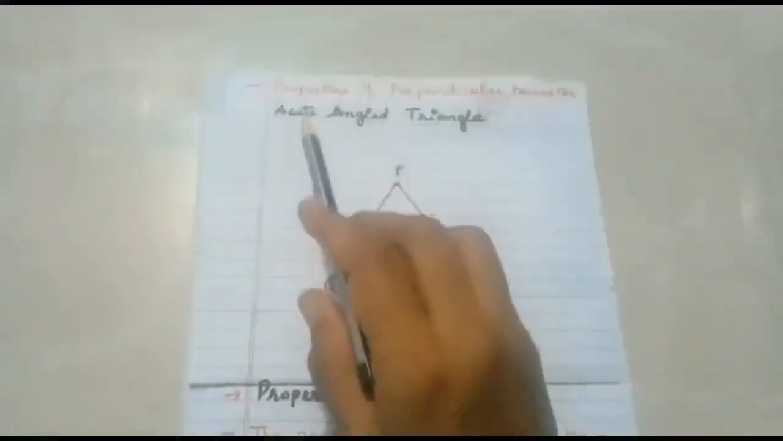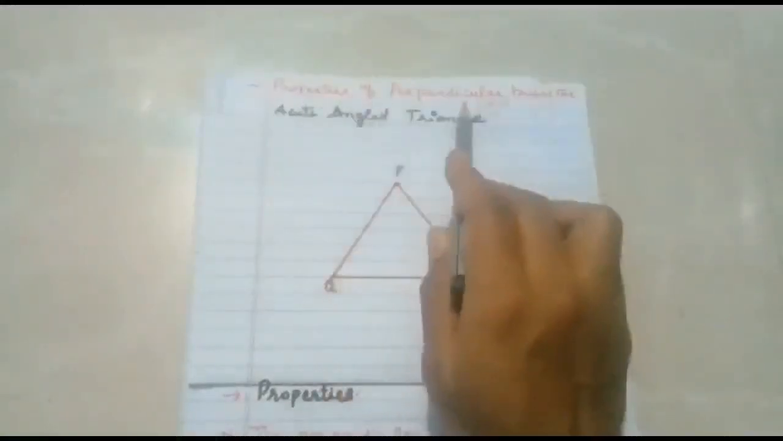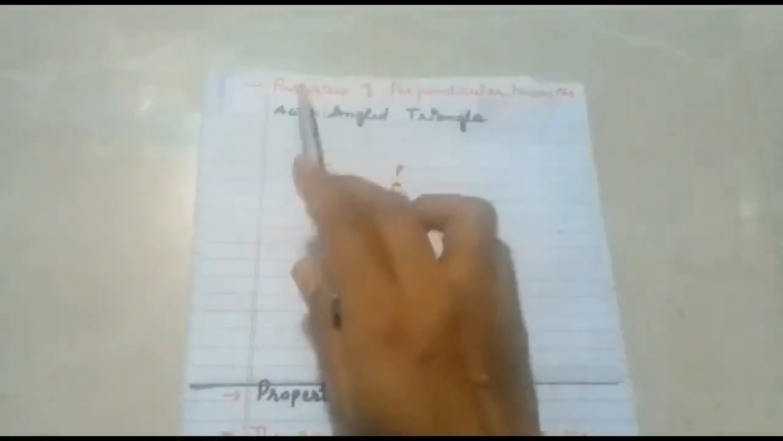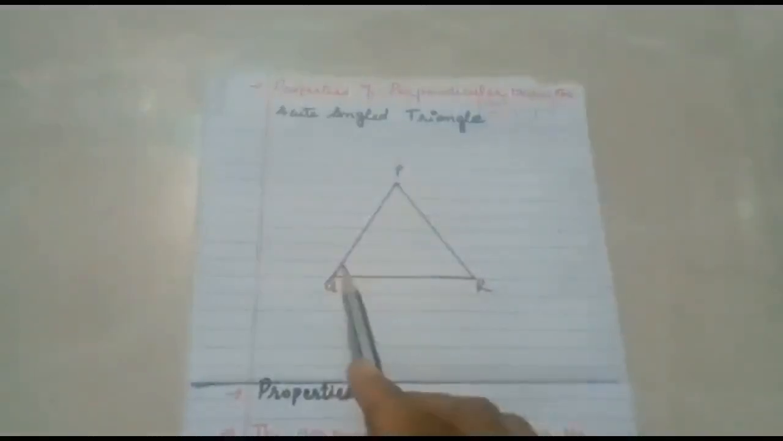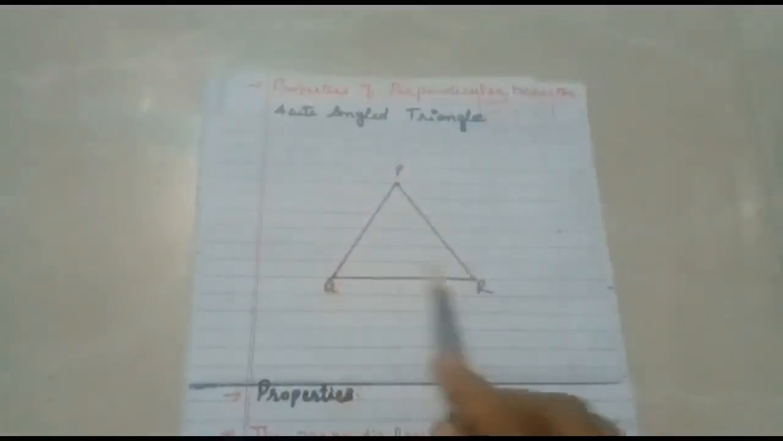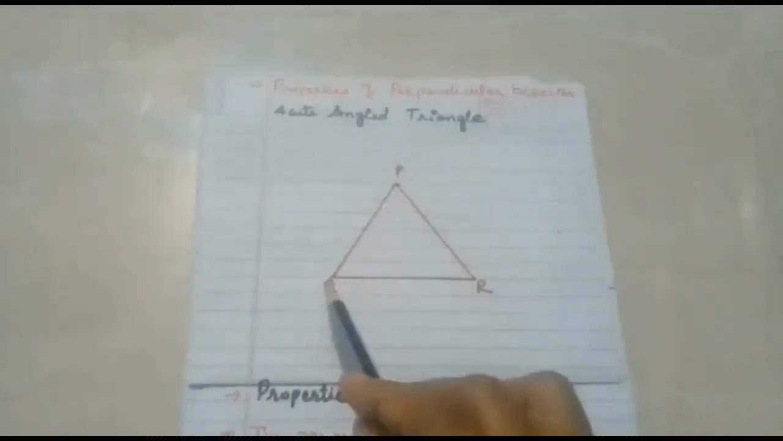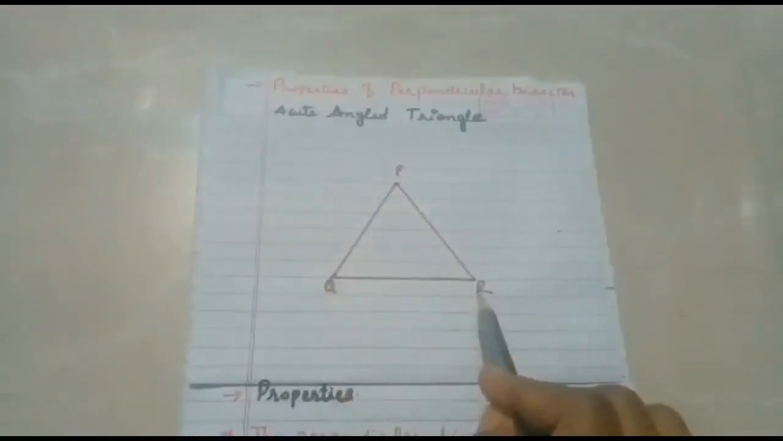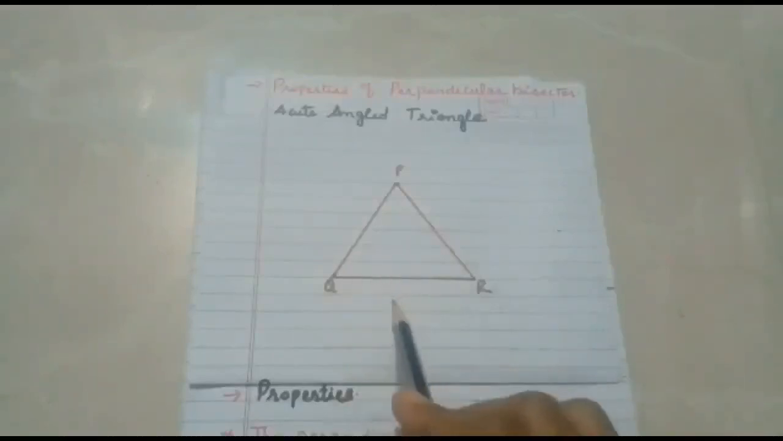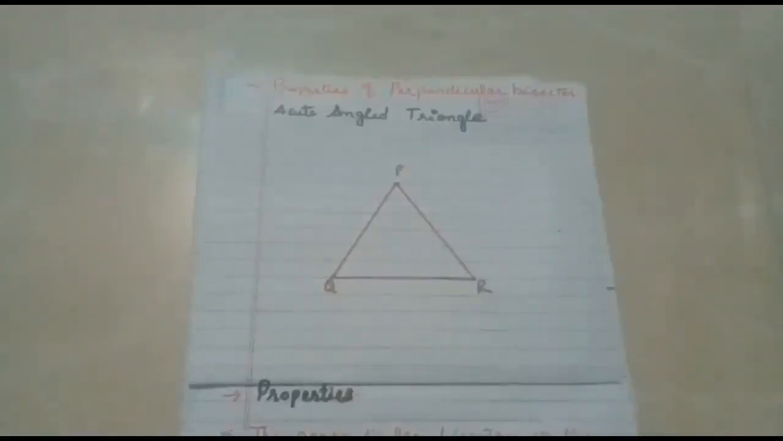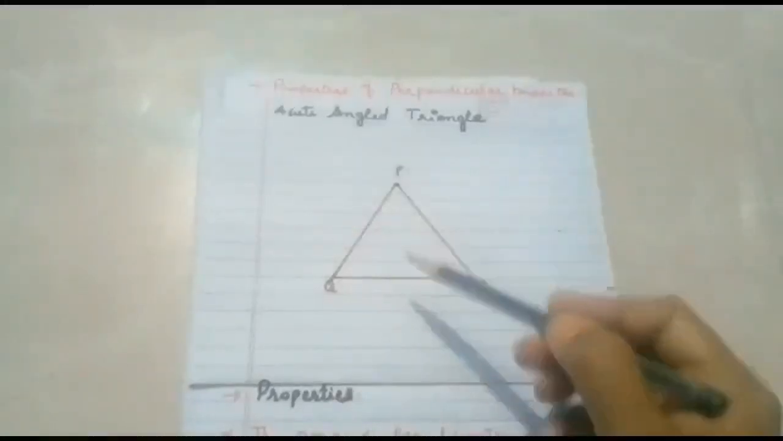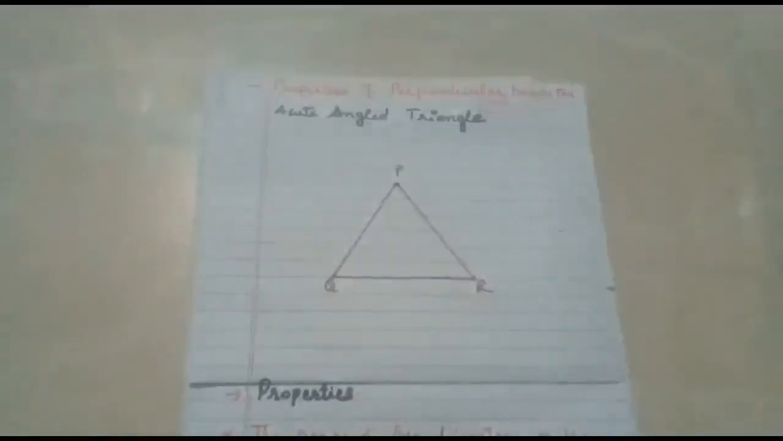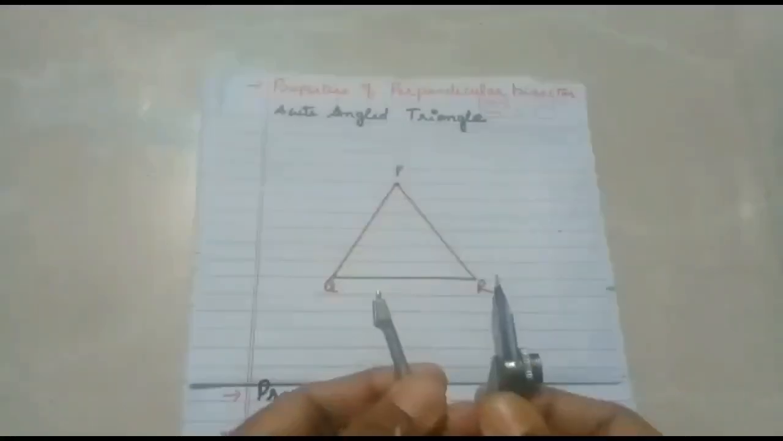Now our next subtopic is properties of perpendicular bisector. To explain the properties of perpendicular bisector, students, here I have drawn an acute angle triangle. It is a triangle where all the 3 angles measure less than 90 degrees. Hence it is called an acute angle triangle. Now let us draw perpendicular bisectors for the sides PQ, QR and PR, the same way as we did previously.